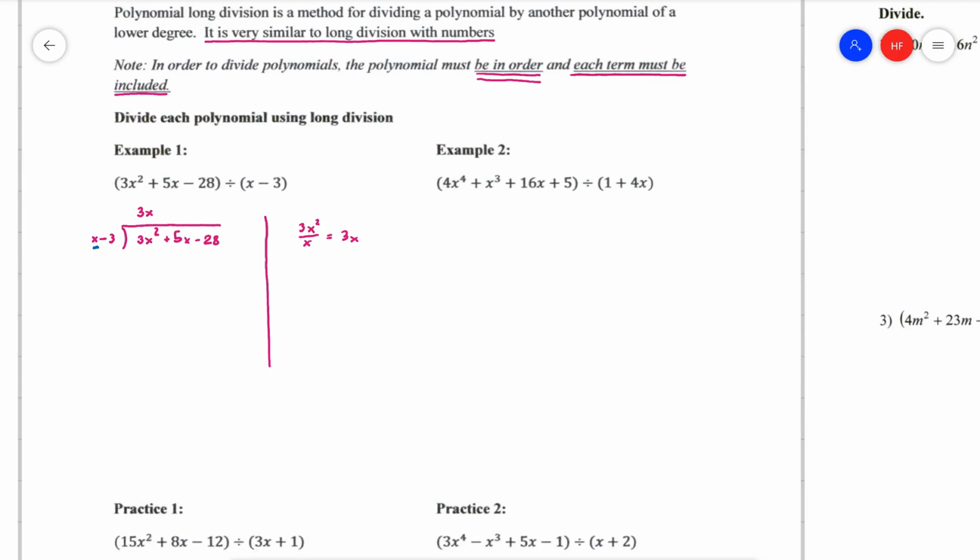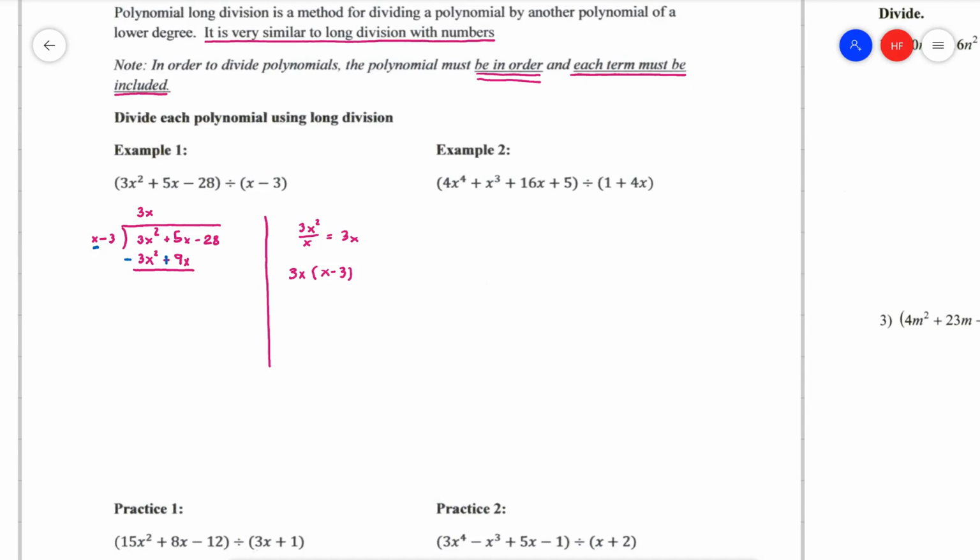And then again, if you need scratch work, you're taking 3x now and multiplying that by x minus 3, so you're distributing it. So we know that we're going to end up with 3x squared because we divided that straight out. But now 3x times negative 3 would give me negative 9x. Now this is where a lot of mistakes will most likely happen. Make sure you change both of their signs each time.